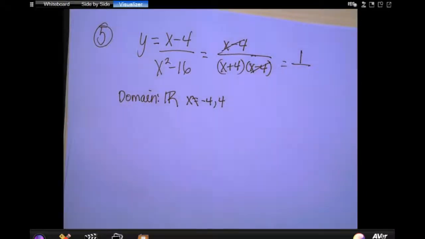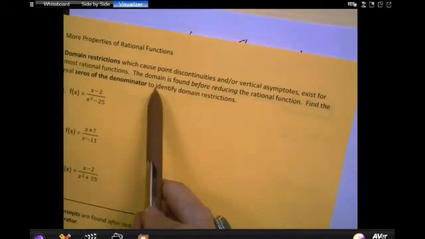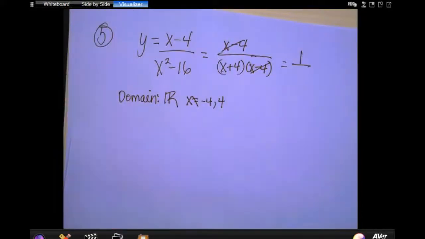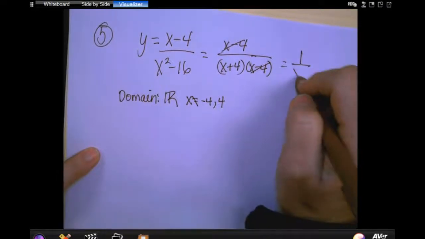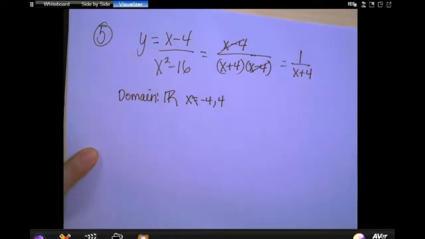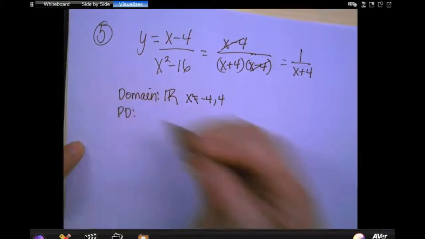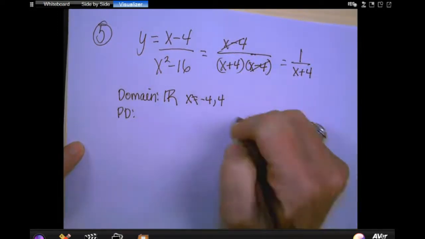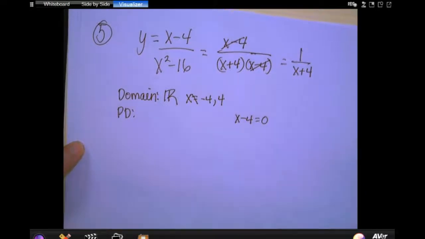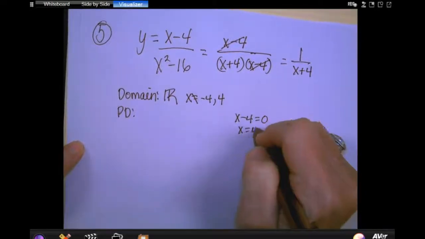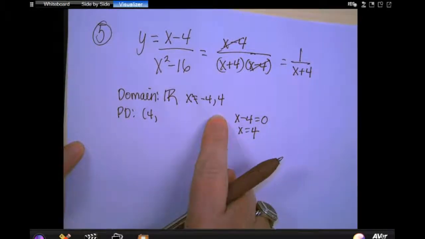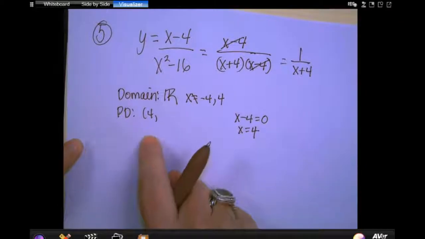Okay, what did I just read on the domain? What does it say? Okay. So my reduced function is 1 over x plus 4. To find the point of discontinuity, which is what I'm going to start with, I take the term that I canceled, which is x minus 4, and I set it equal to 0. So my x equals what? 4. Which is why the 4 goes in the restricted domain, because it can't be there because that's the hole.